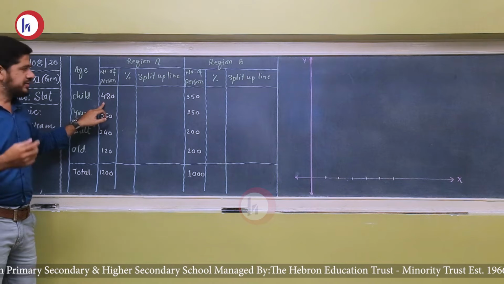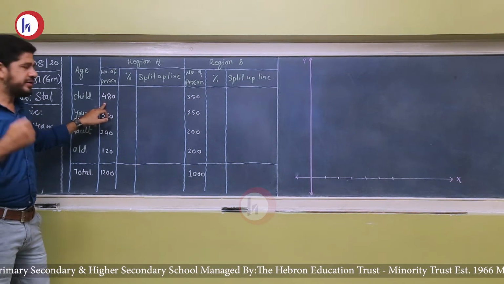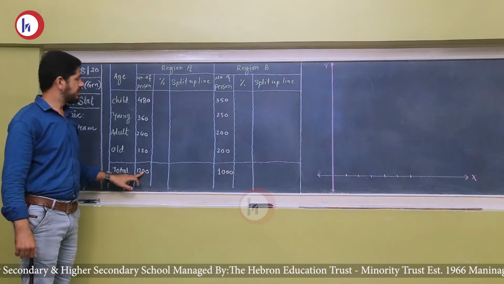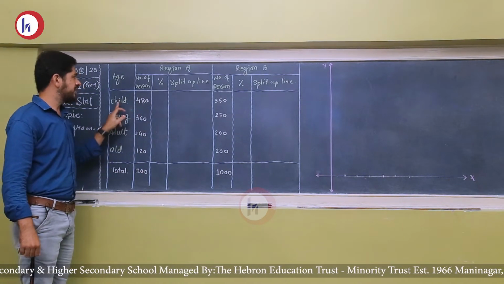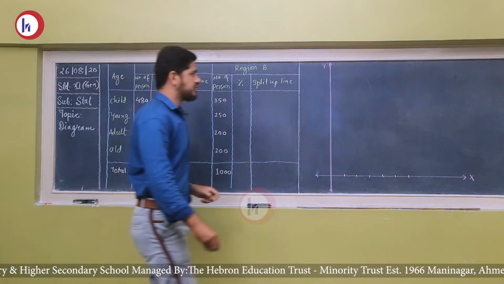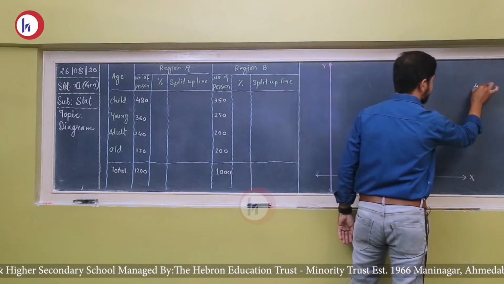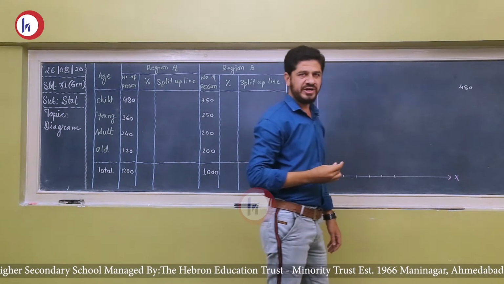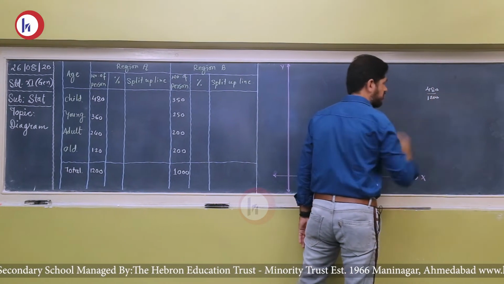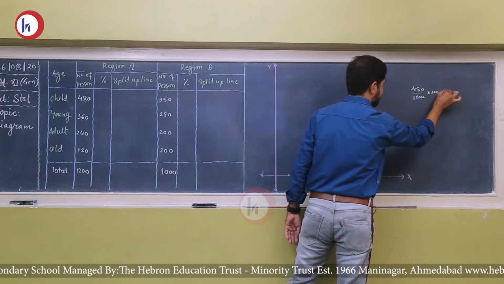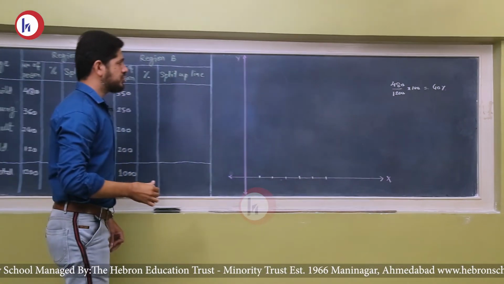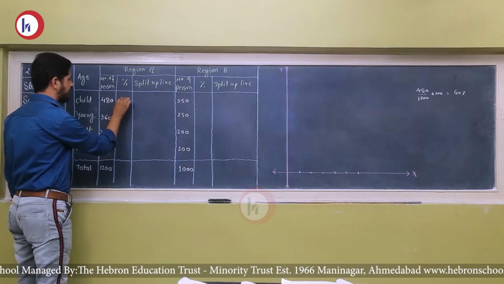Now, we know that percentage is found on the basis of 100. So, what is the total number of persons? That is 1200. Now, there are 480 children in region A. So, how to find the percentage? Out of 1200, there are 480. So, 480 divided by 1200 multiplied by 100. 12 fours are 48, that means 40%. So, we will copy the amount here, 40%.